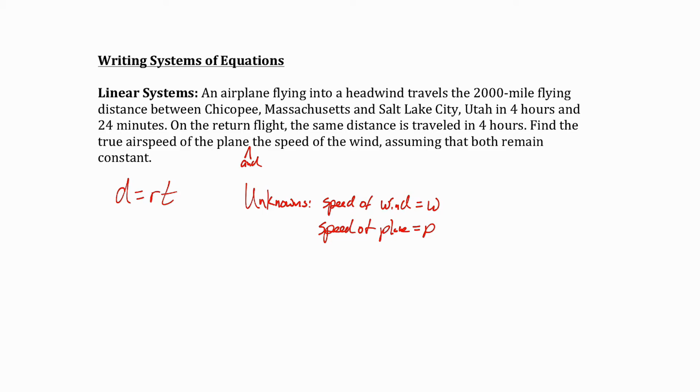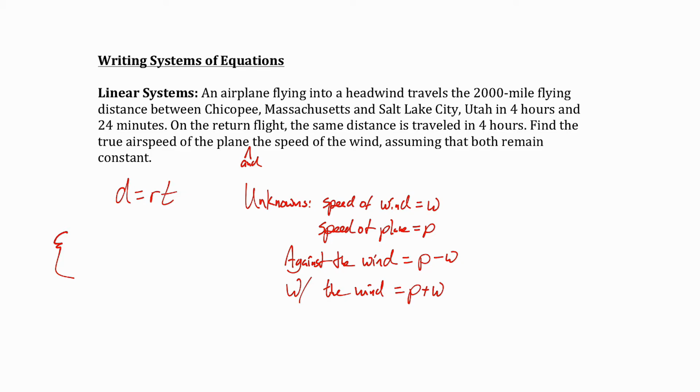On the way there, we're going against the wind. If you're going against the wind, you're effectively going to have a slower speed. So it's going to be the speed of the plane minus the wind speed, because they're fighting against each other. And then if we're going with the wind, it's going to be P plus W. It's kind of adding those vectors.